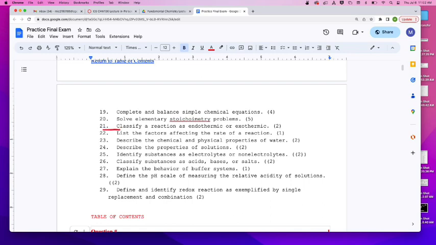I doubt, though I think I'm actually wrong, you'll see any questions about competency 22. List the factors affecting the rate of a reaction. If you're like, I have no idea what that's talking about, I don't see any questions in it, I don't remember Mrs. Grace talking about it, should you go out and find a bunch of questions on this competency? You say, no, why? Why should you ignore this competency?